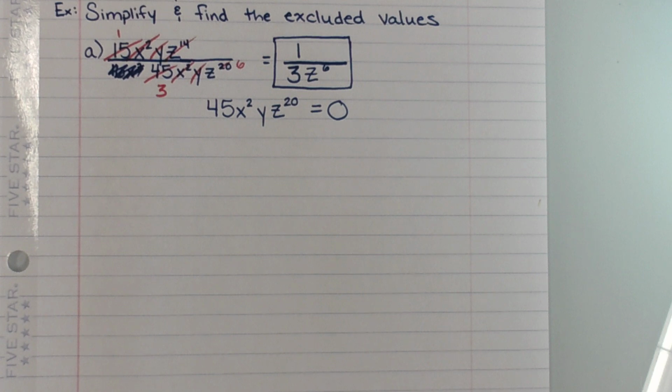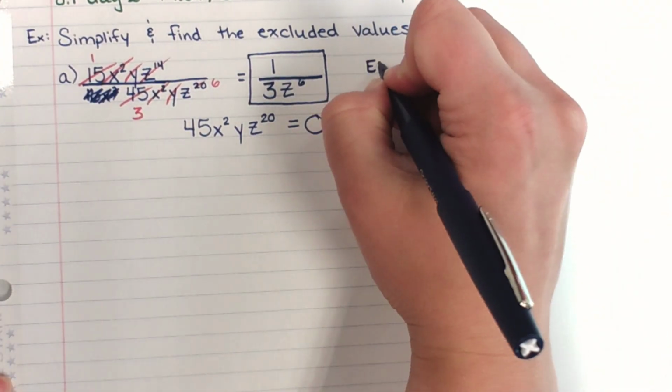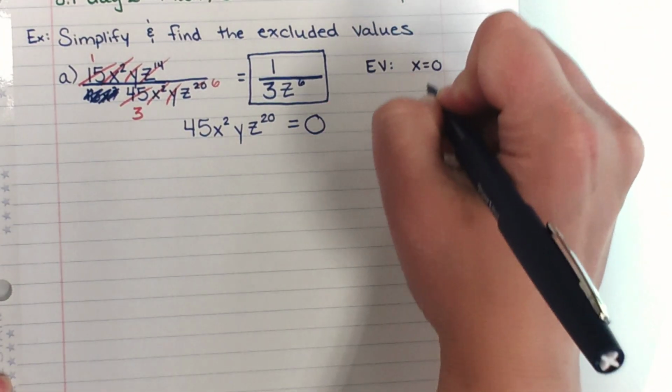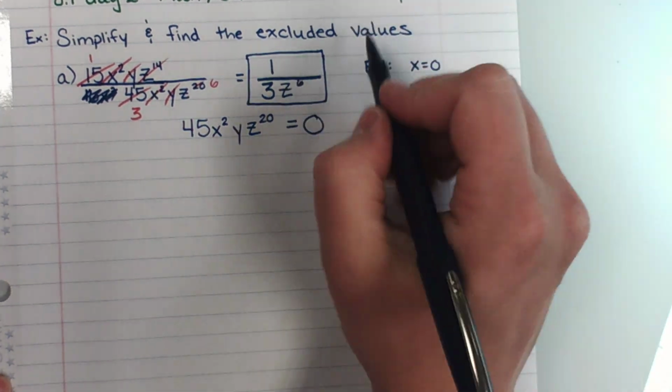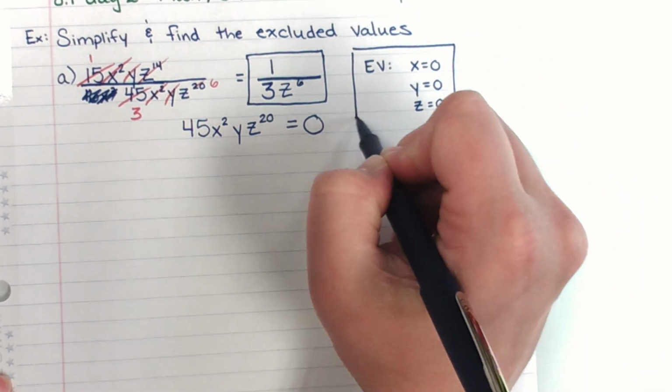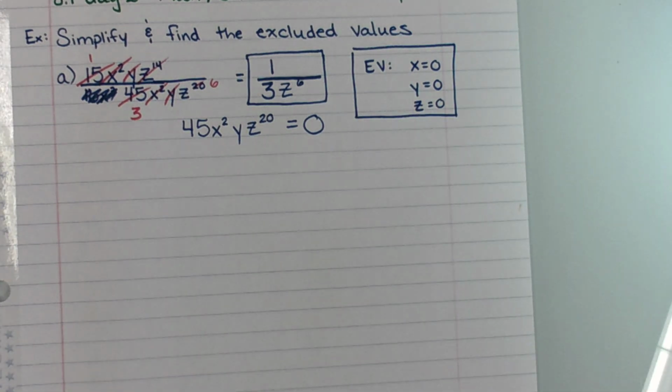One of them is 0. Now I can go through and I can set 45 equal to 0, x squared equal to 0, y equal to 0, z to the 20th equal to 0. But in the end, what's that just going to give me? Zeros for x, y, and z. If you recognize that, go ahead and write them out. You don't have to write this piece out if you recognize that. My excluded values are x equal to 0, y equal to 0, z equal to 0.